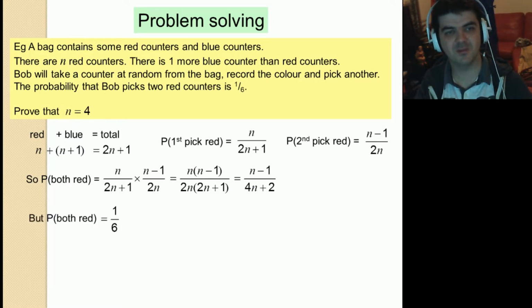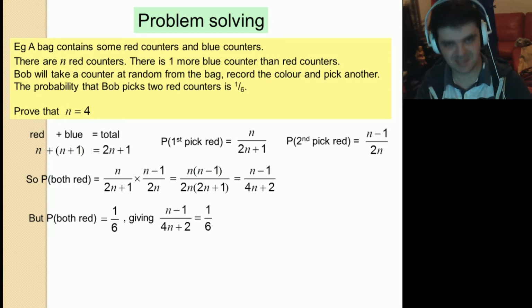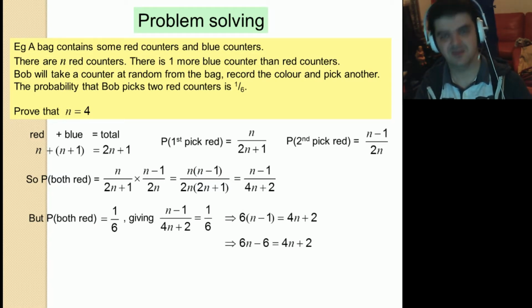The probability that they're both red is 1 over 6. So that is equal to that. If I cross multiply, I'll get that. Solve it down, I will get n equal to 4. That's very hard. Don't get me wrong.